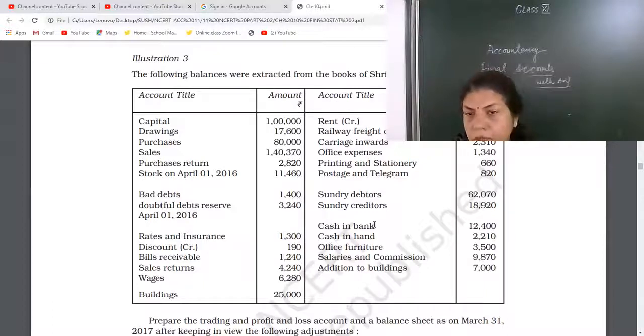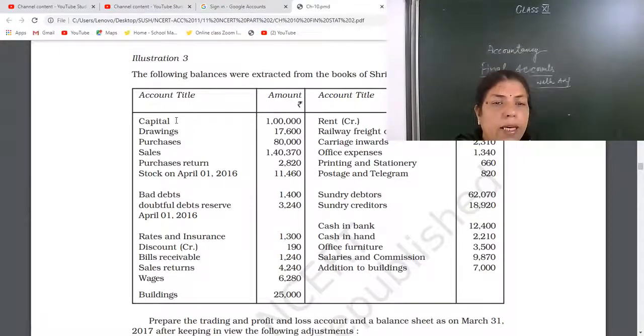Very good. Office furniture is also an asset. Salaries and commission are indirect expenses. That's why they are to be shown in profit and loss account. Very good. Addition to buildings means more addition, maybe some room is being made. So addition to building means asset. Okay. Shall I repeat all these things? One by one. Okay.